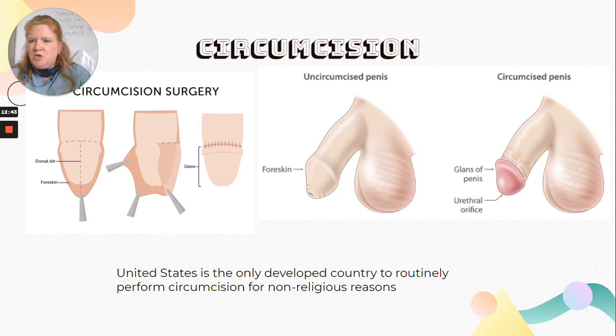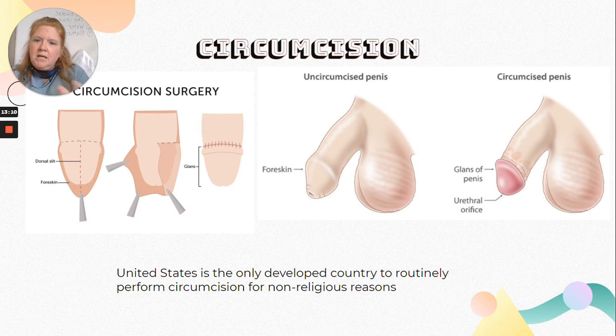Also, just a minute about circumcision. Circumcision is removing the foreskin. So that's the skin that covers the head of the penis. The United States is the only developed country to routinely perform this procedure for non-religious reasons. Many cultures perform circumcision for religious reasons. The United States, again, is the only one that does this for non-religious reasons on a broad basis, okay?